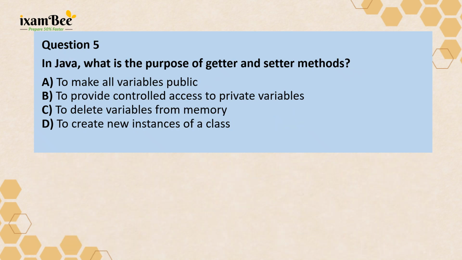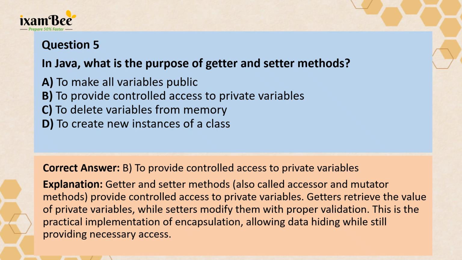In this next question, in Java, what is the purpose of getter and setter methods? The correct answer is B, to provide controlled access to private variables. Getter and setter methods provide controlled access to private variables. Getters retrieve the value of private variables, whereas setters modify them with proper validation. This is the practical implementation of encapsulation that allows data hiding while still providing necessary access to variables and methods.